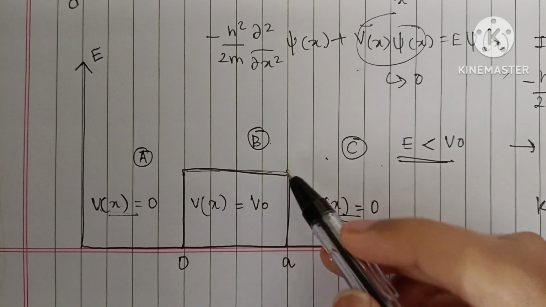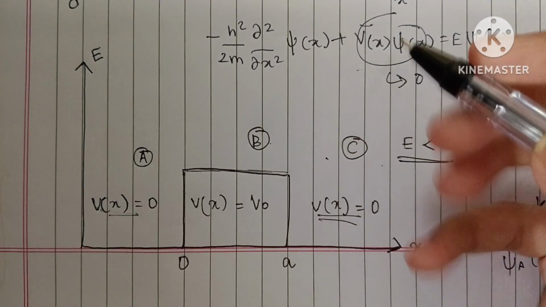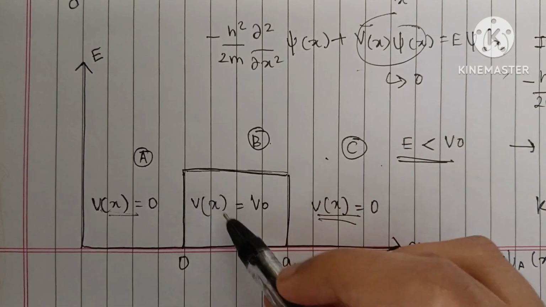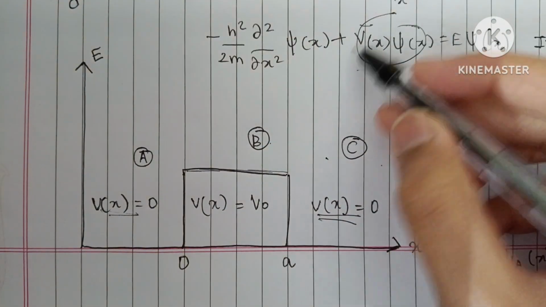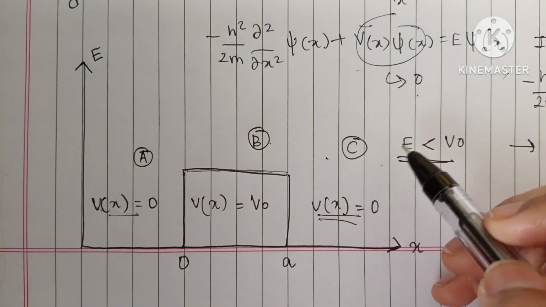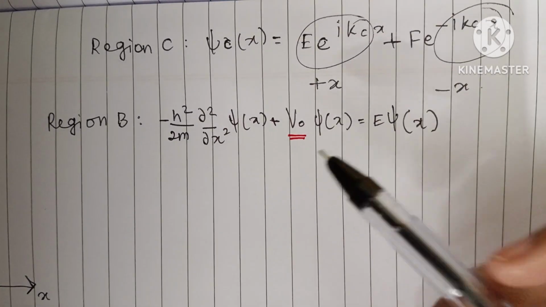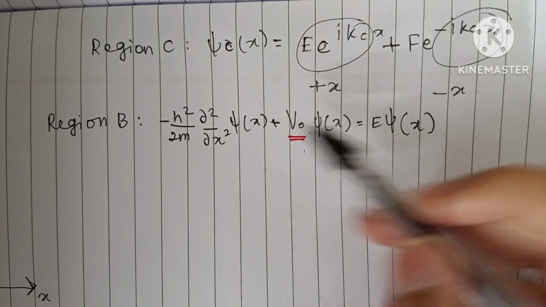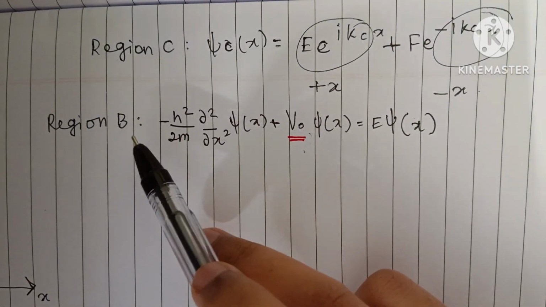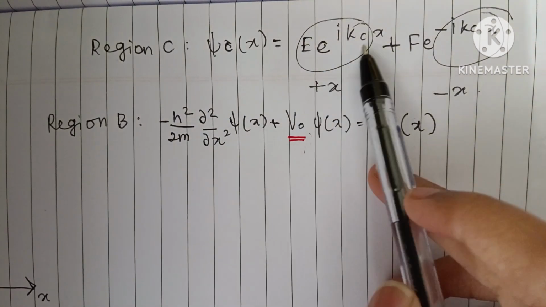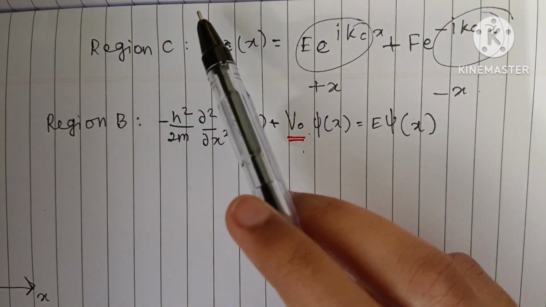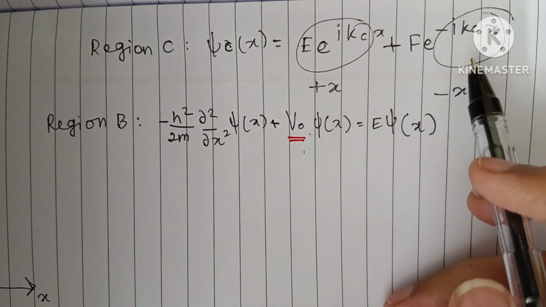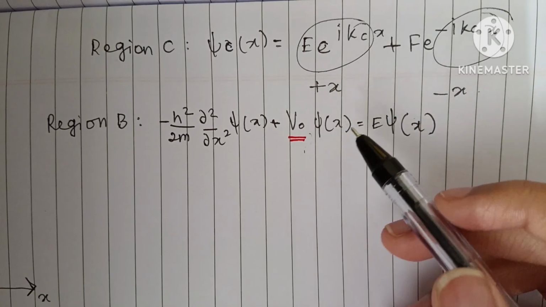For region B, it is a bit more complicated because for region A and C, the particle was free to move, but for region B, the particle is not free to move. So we cannot make this 0 like we did for A and C. For region B, we can replace V with V0 because this is the potential of the barrier. Now for region B, we can't use the same types of functions that we used for region C and region A where the potential was 0. These functions are complex exponentials. Now we need to use real exponentials.